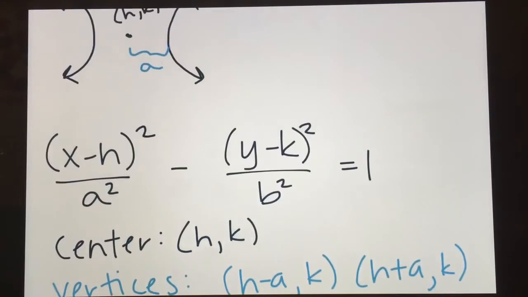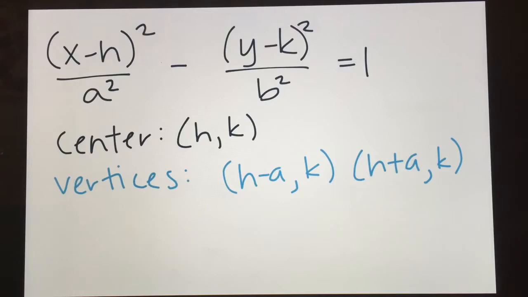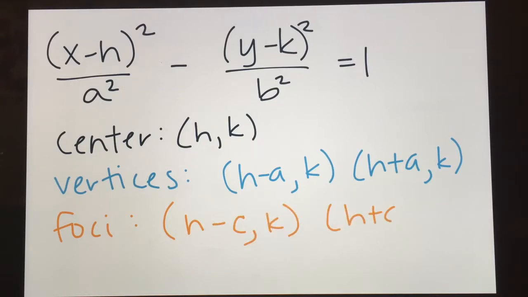Just like last time, we're going to find the foci, and by last time I mean when we had the ellipse graphs that we were looking at. So again, we're going to have this value of c, and the c value is from the center all the way to the foci. And the way that we solve for c is c squared equals a squared plus b squared. So once you solve for c, then you can find your foci. And you go a distance of c from the center. So (h minus c, k), (h plus c, k).